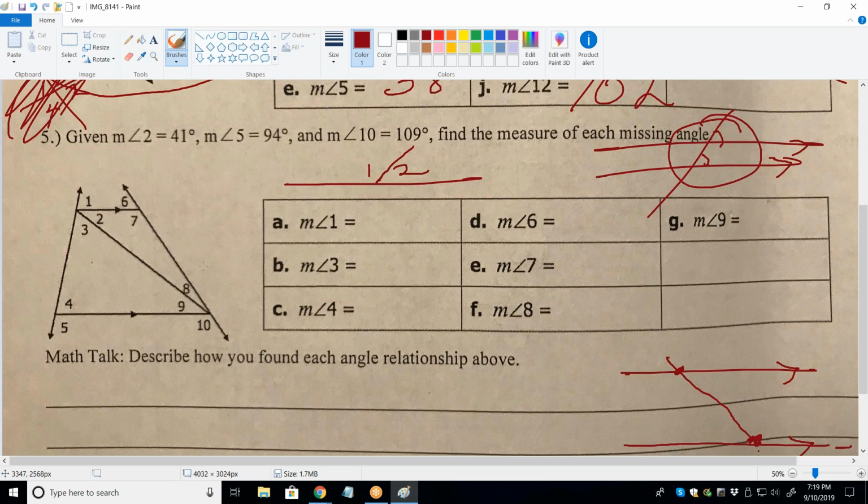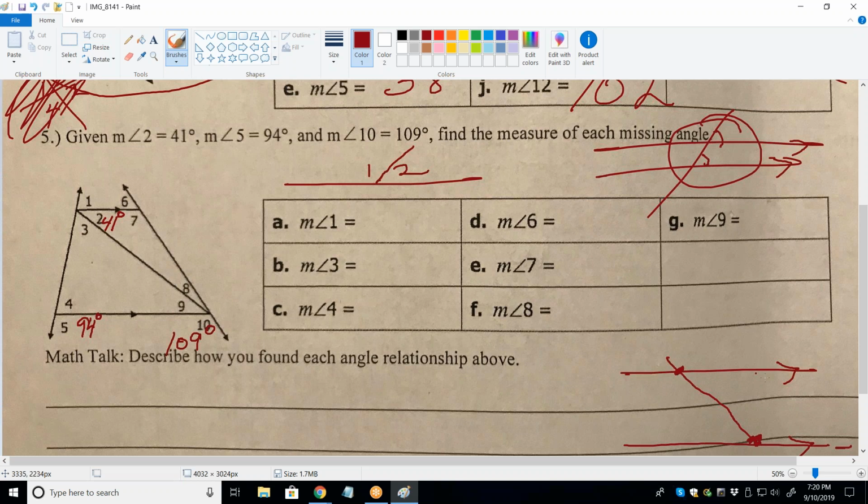So what they've given you is angle 2, which is 41 degrees, angle 5, which is 94 degrees, and angle 10, which is 109 degrees. So we have to figure out all these other angles based on that. Let's start with 1. No, sorry, let's not start with 1. Start with 9. We can't immediately figure out what 1 is yet, so you kind of have to work some of these not in order. You can't necessarily go 1 through 9 here.